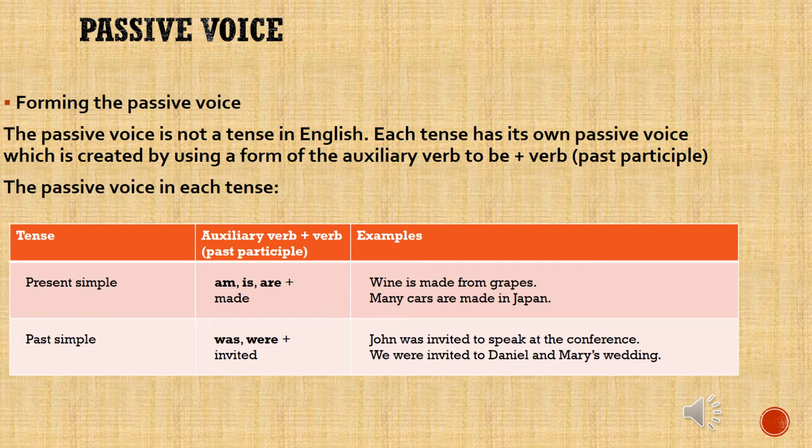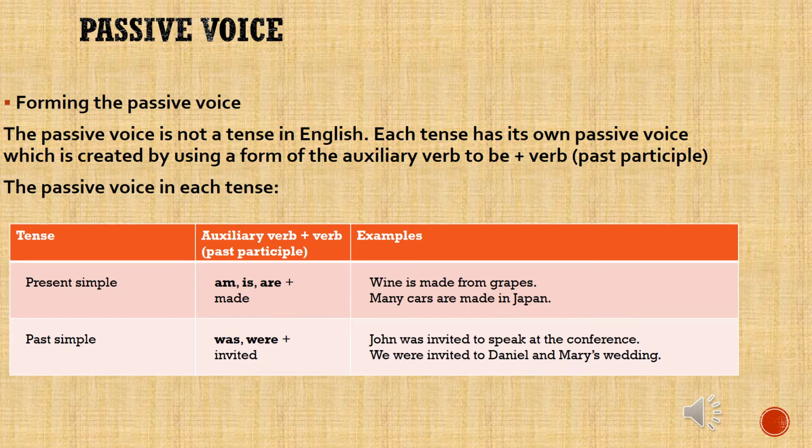So the examples are: Wine is made from grapes. Many cars are made in Japan. Both examples are in present simple. How do we know? Because the auxiliary verb to be is in present: is, and then in the second example, are. Okay?